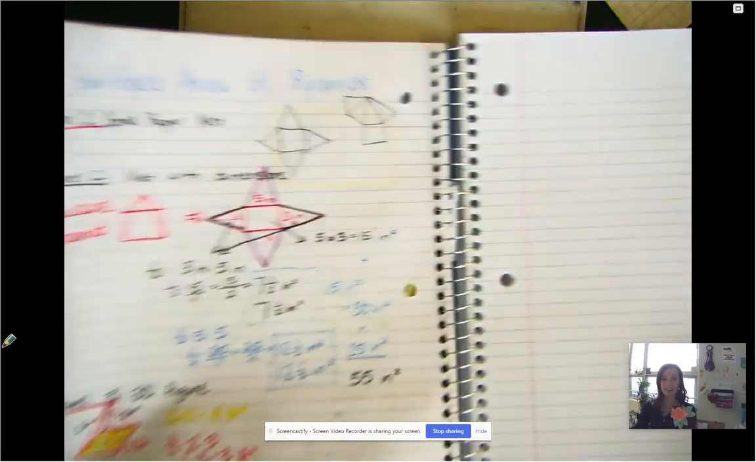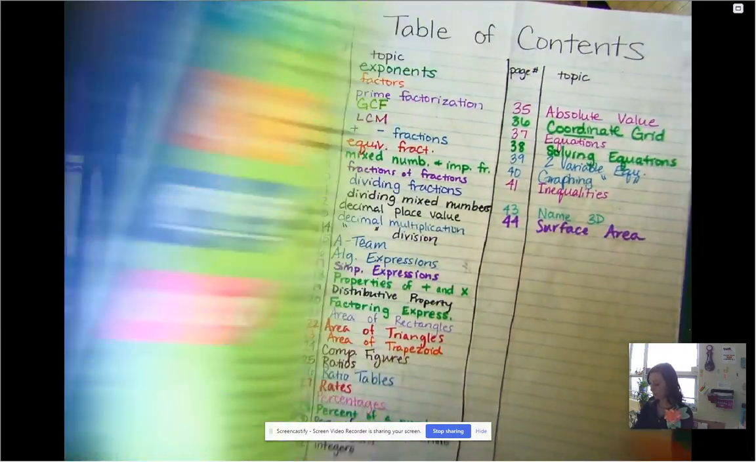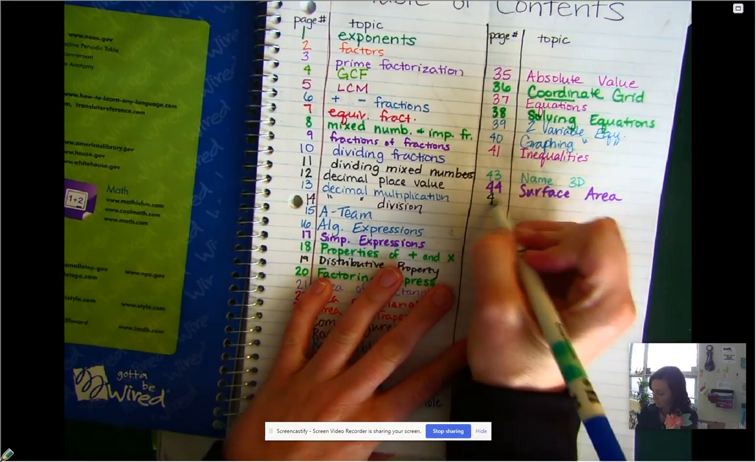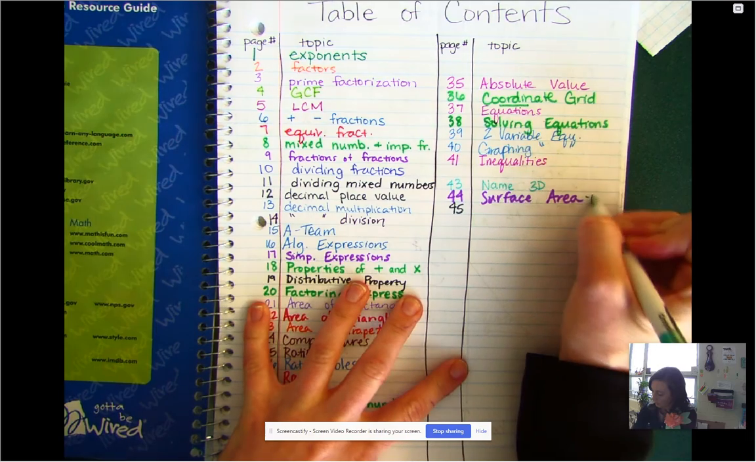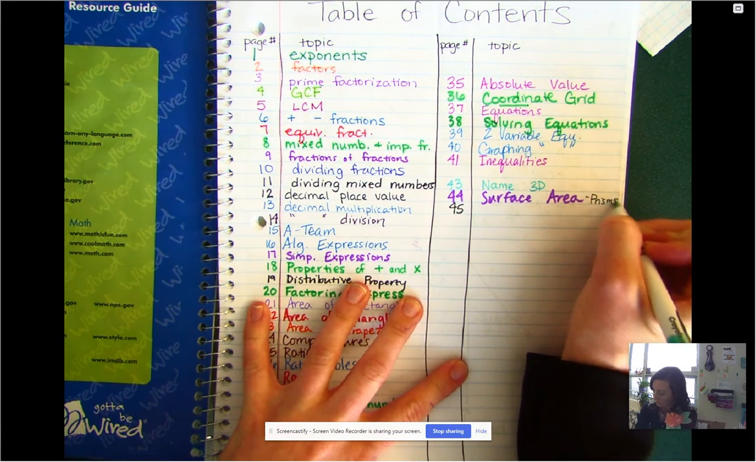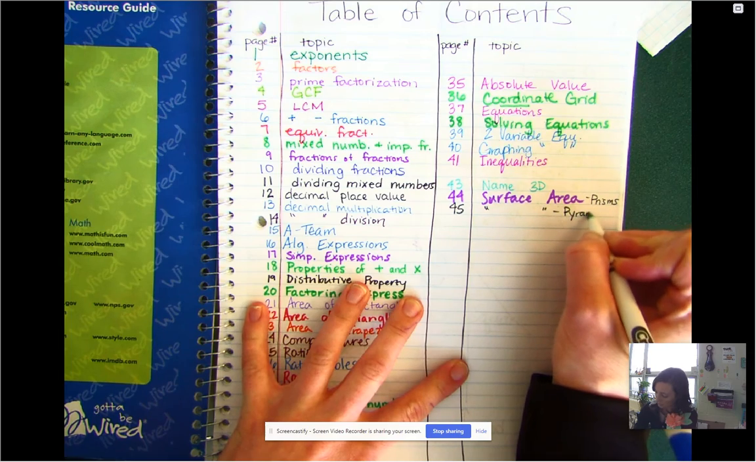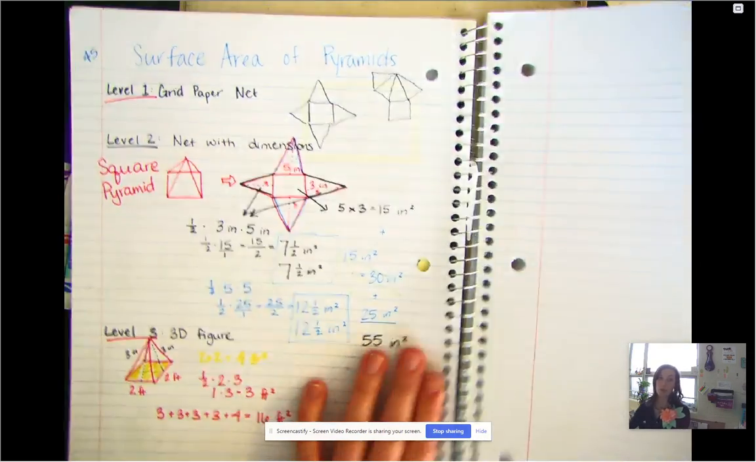We are on the other side of page 45, and I just realized we didn't write in our table of contents, or at least I didn't. So 44 was the surface area of prisms. 45 is surface area but of pyramids. And last time we did the surface area of a square pyramid, so guess what we're doing this time?